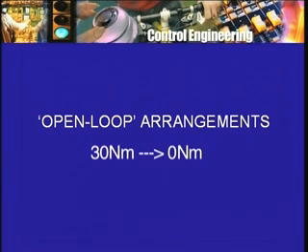So under open loop conditions, when the load torque changes from 30 Newton meters to 0 Newton meters, say from rated load to no load, what is the change in speed? There will be an increase in speed. What is the change in speed?